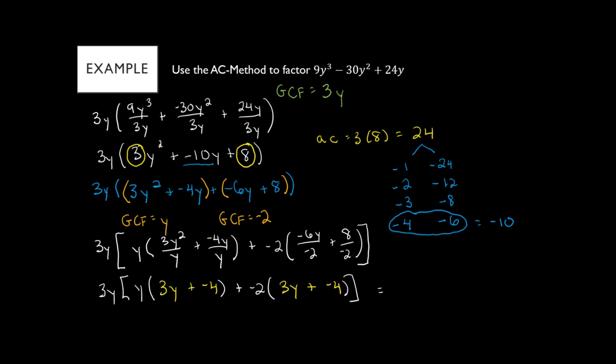And so this brings us to our final answer. We're going to have 3y in front. Then we're going to have 3y minus 4. And then the leftovers are y minus 2.